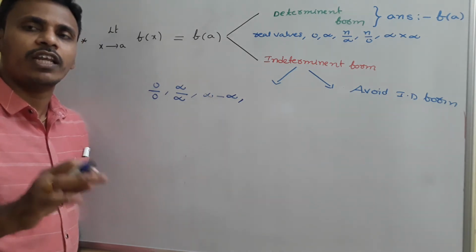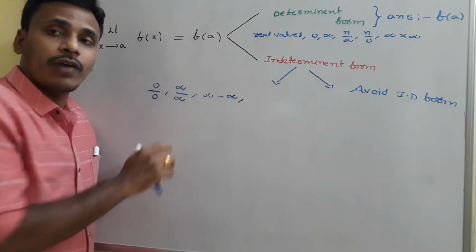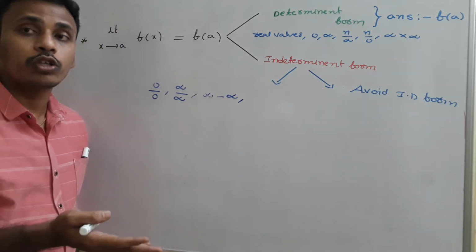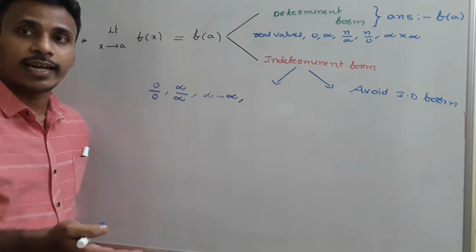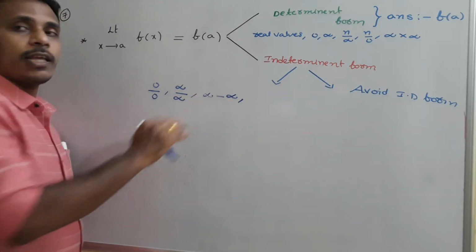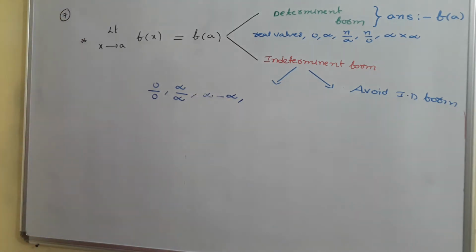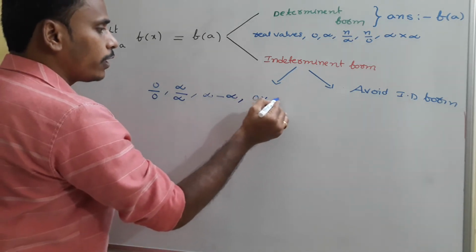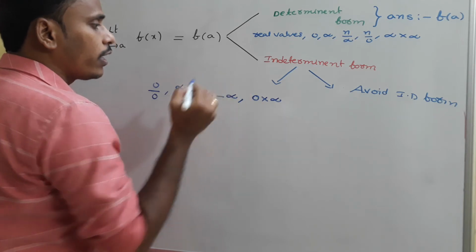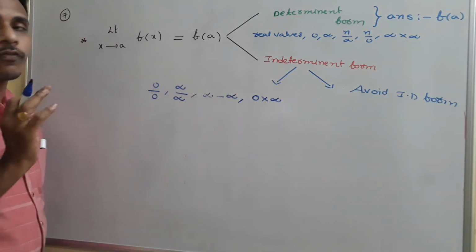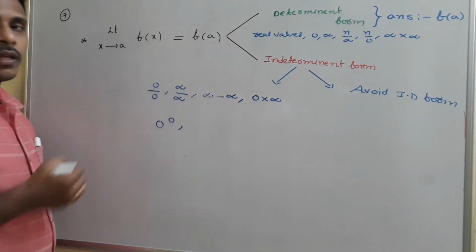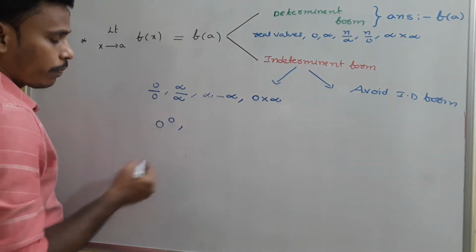They may be very, very large, okay? One infinity value may be some 10 crores, the other value may be some 100 crores. Who knows about it? This is not an exact quantity, right? And that's why infinity minus infinity is an indeterminate form. So 0 into infinity is also an indeterminate form. Okay? And along with this, 0 power 0 is also an indeterminate form.